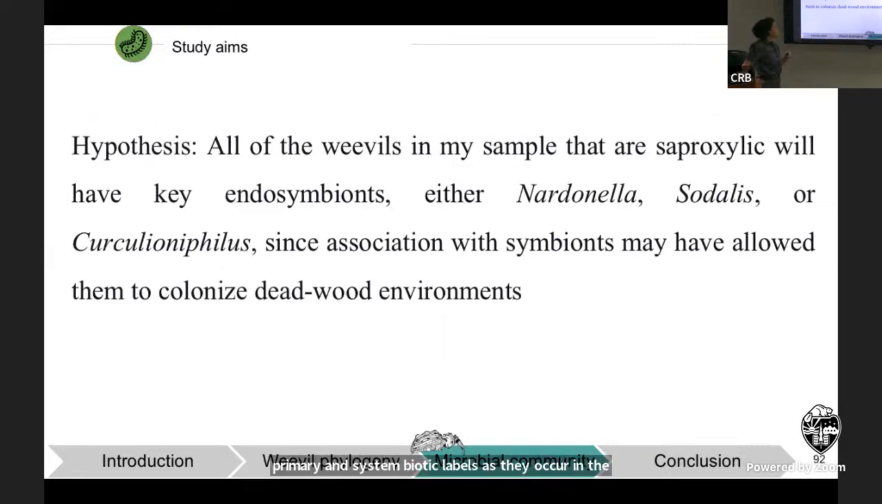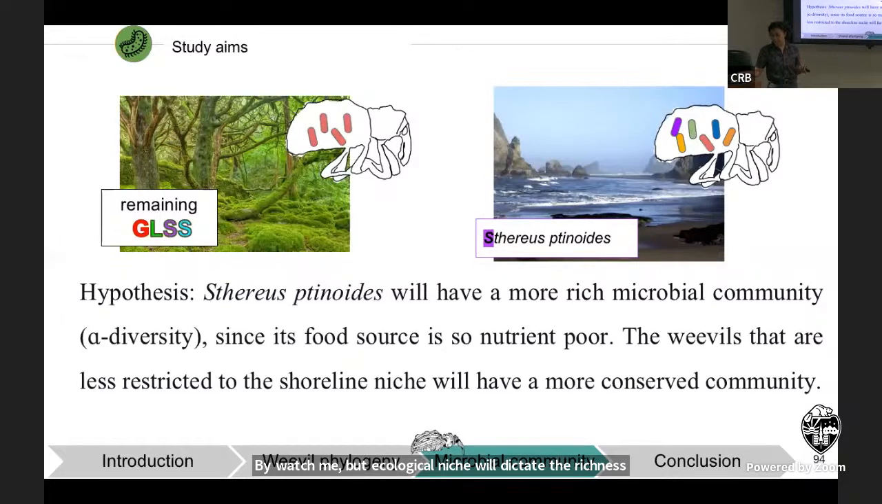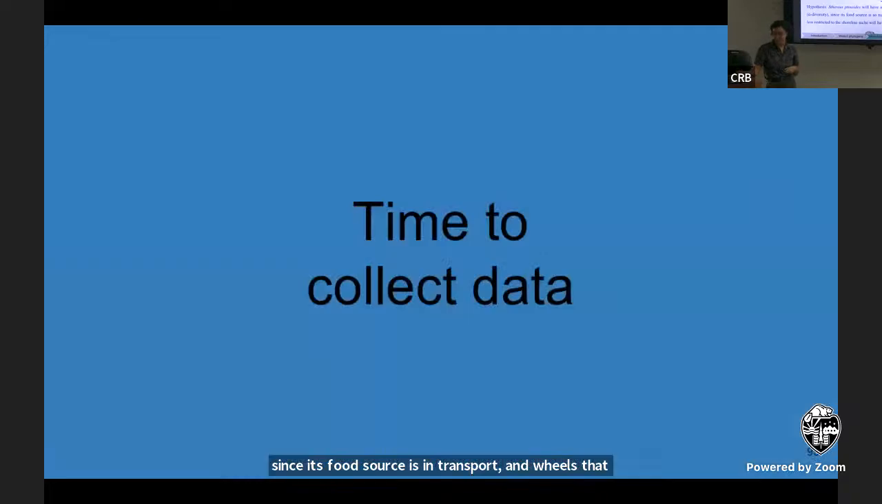And my hypotheses. So firstly, I hypothesized that all the weevils in my sample that are saprozoic will have the key endosymbionts, either Nardinella, Sodalis, or Curculionophilus, since association with symbionts may have allowed them to colonize deadwood environments. I also hypothesized that the phylogeny of the weevils will be a greater factor in patterns of Nardinella, the one that seemed to show dense cophylogeny, but ecological niche will dictate the richness of microbial taxa. And finally, that Sterias Tenoides will have a more rich microbial community since its food source is nutrient poor, and weevils that are less restricted to the shoreline niche will have a more conserved community.